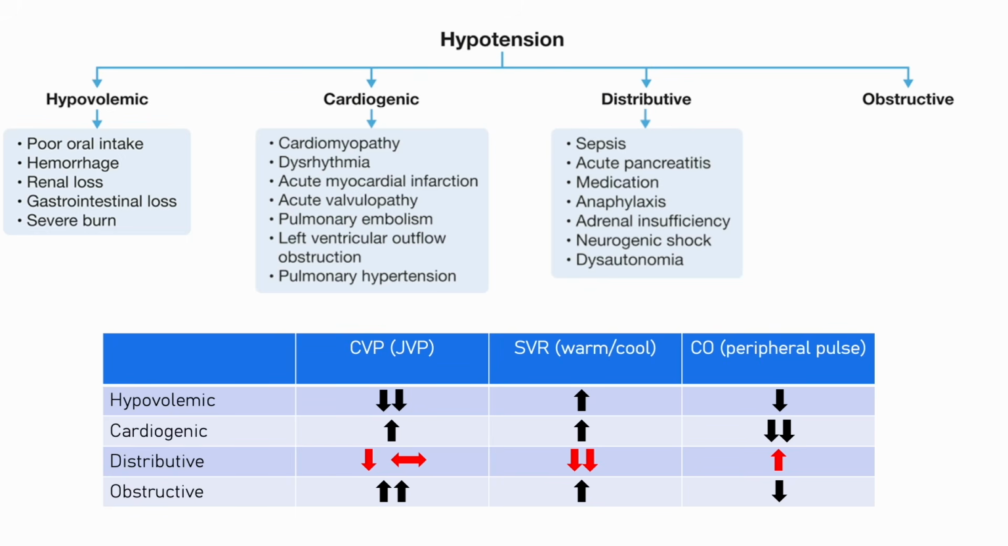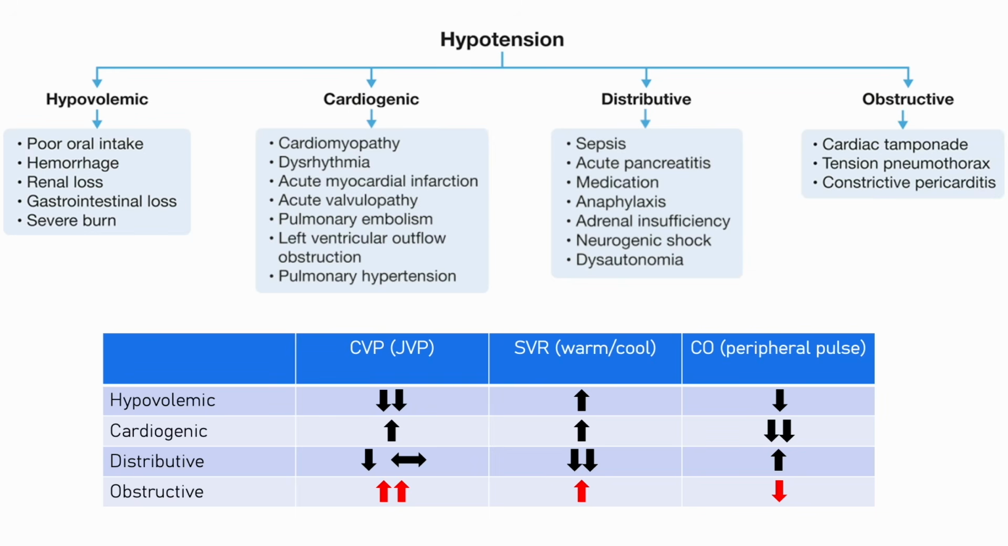Neurogenic shock, such as after spinal cord injury, results from loss of sympathetic tone, causing unopposed vasodilation. And more broadly, forms of dysautonomia can impair vascular regulation and lead to distributive physiology. All of these conditions share the same hemodynamic pattern: low SVR, often warm extremities, and a cardiac output that may be initially preserved or even elevated.